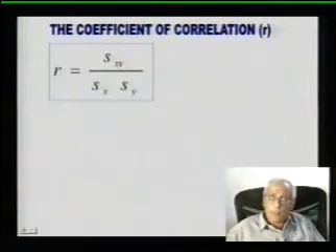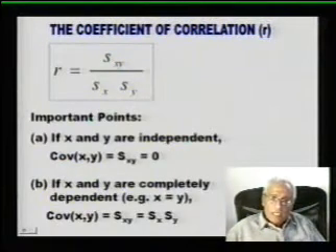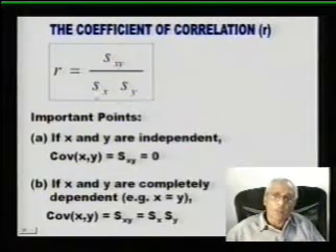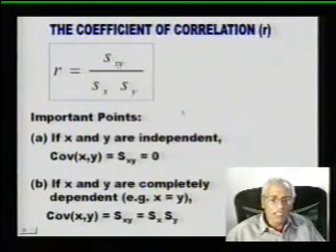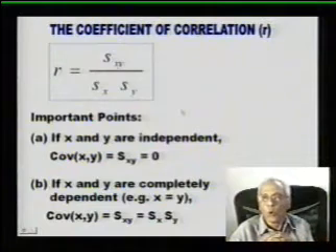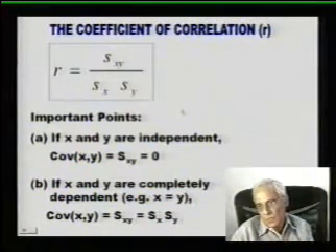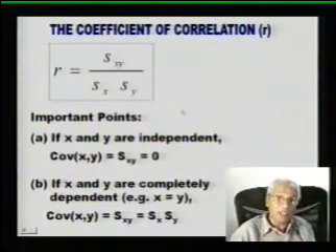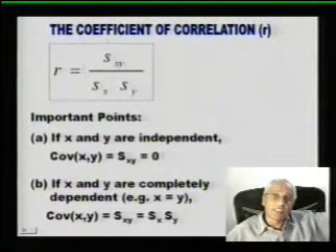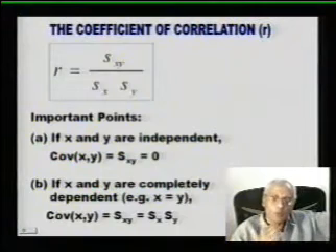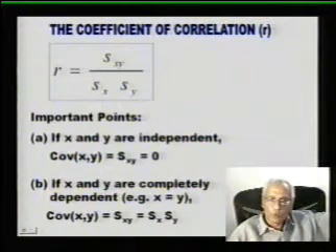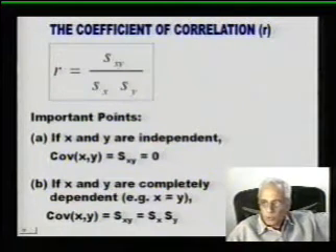Let's take an example. If I have x and y completely independent, meaning that x and y have no relationship, if that is the case, then the covariance SXY will be 0. And that is when we will have a coefficient of correlation of 0 or no relationship between the two.